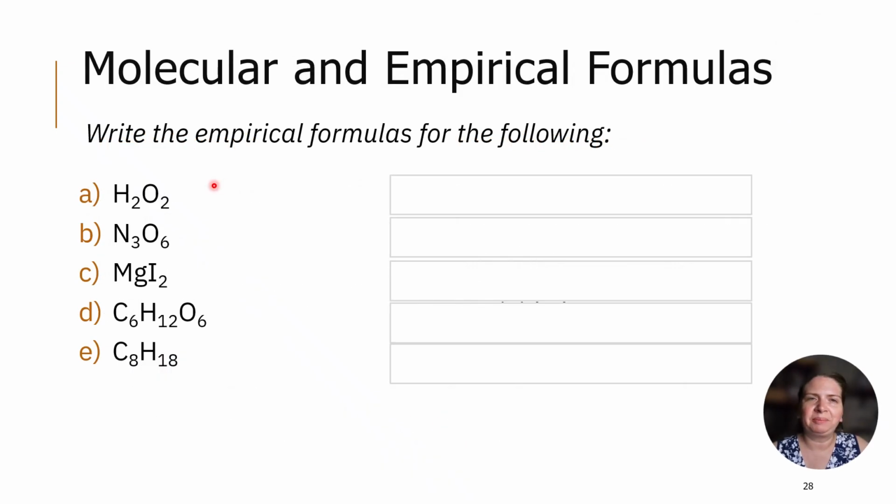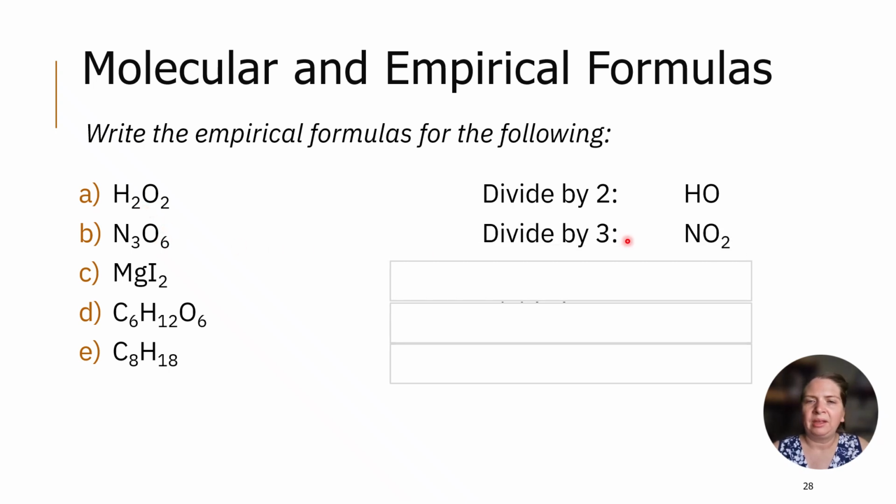Here's a practice problem. Write the empirical formulas for the following chemical formulas. H2O2. The subscripts are both divisible by 2. H2O2 divided by 2 is HO. The empirical formula is HO. N3O6. The subscripts are both divisible by 3. 3 divided by 3 is 1. 6 divided by 3 is 2. The empirical formula is NO2.